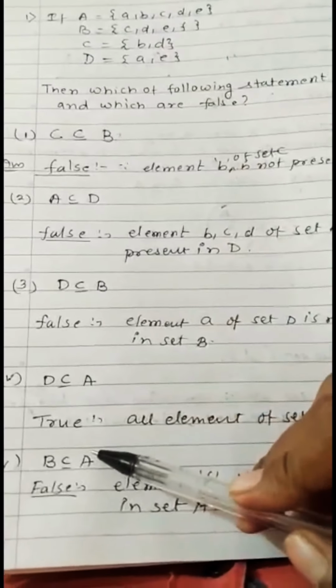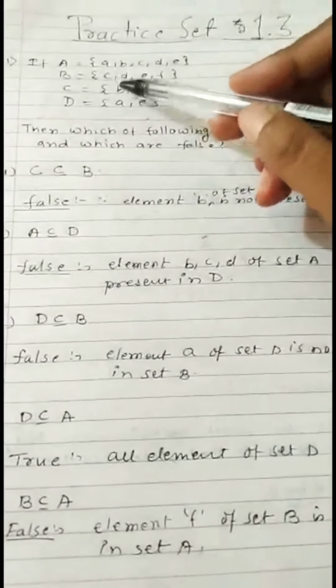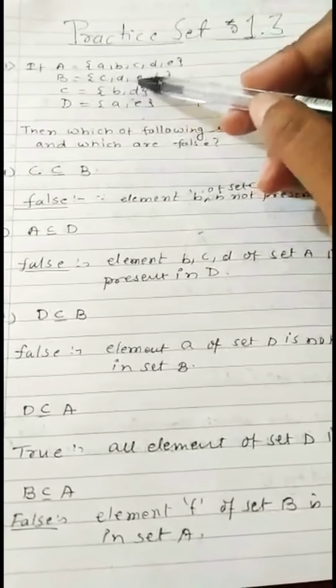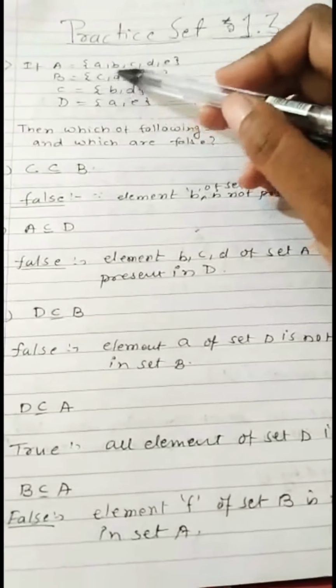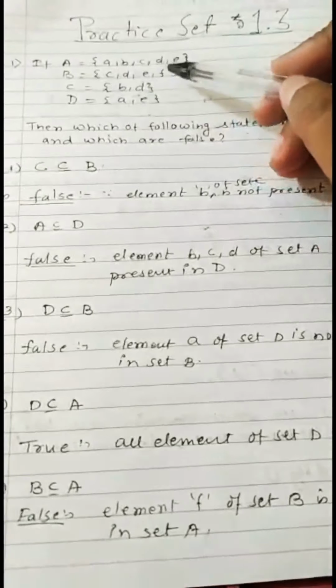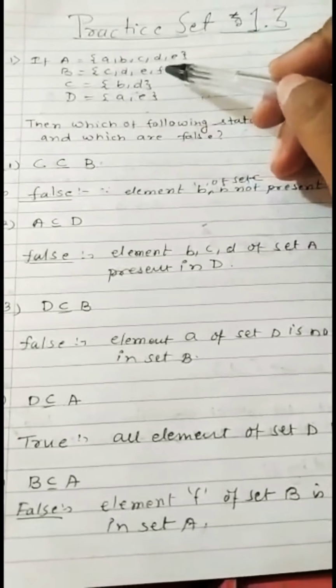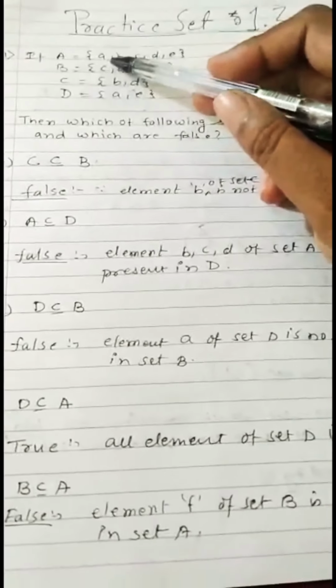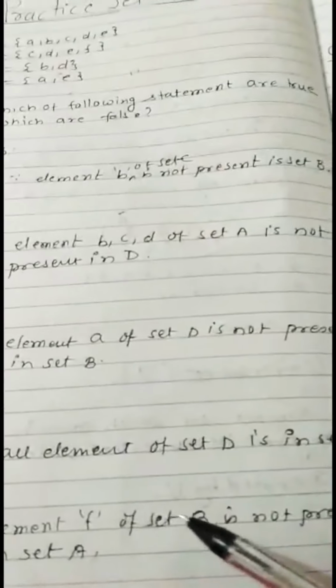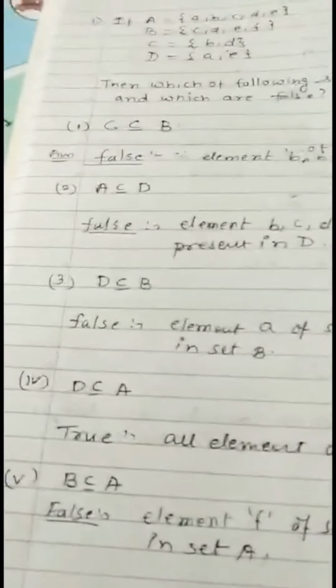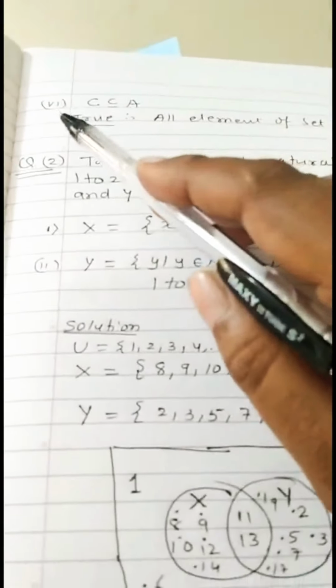Now B is a subset of A. Observe the elements of B and A: C, D, E, F. C is there, D is there, E is there, but F, which is present in B, is not in A. This statement is false because F is present in B, not present in A.